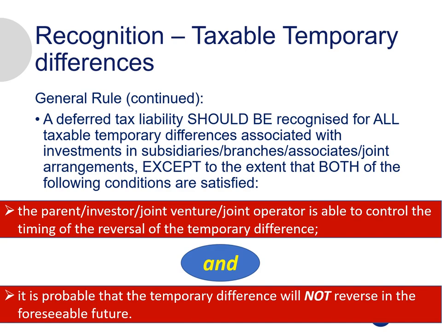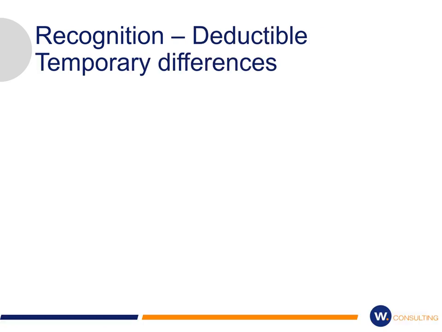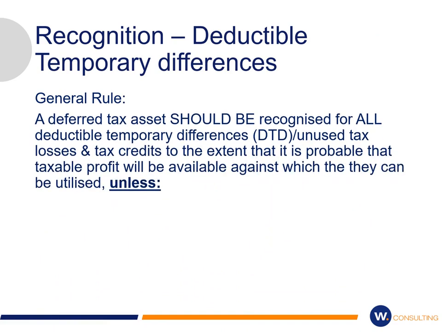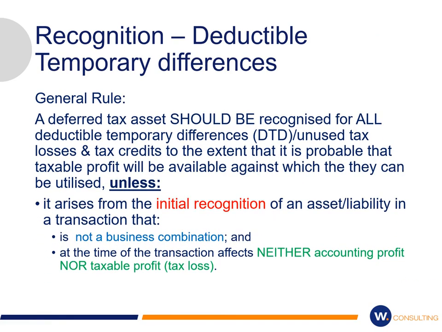But if you think of associates or joint arrangements, we have significant influence or we have joint control. So it's not all within our power. And as a result of that, for associates and for joint ventures, the likelihood is that we're going to end up having deferred tax because of our lack of control.